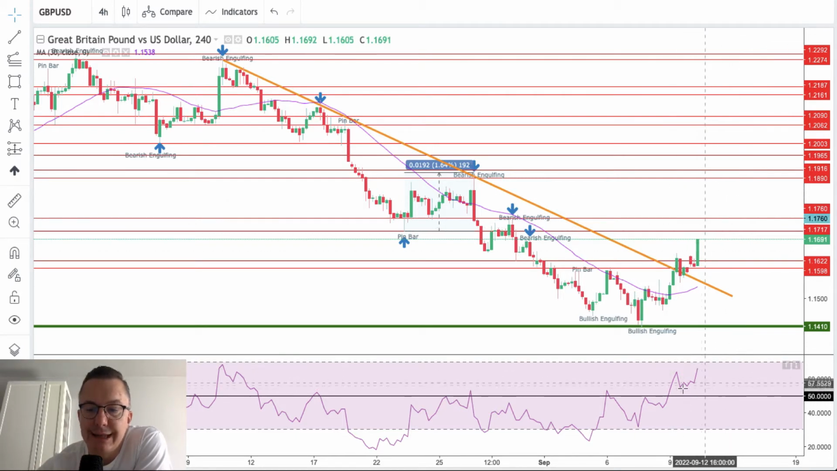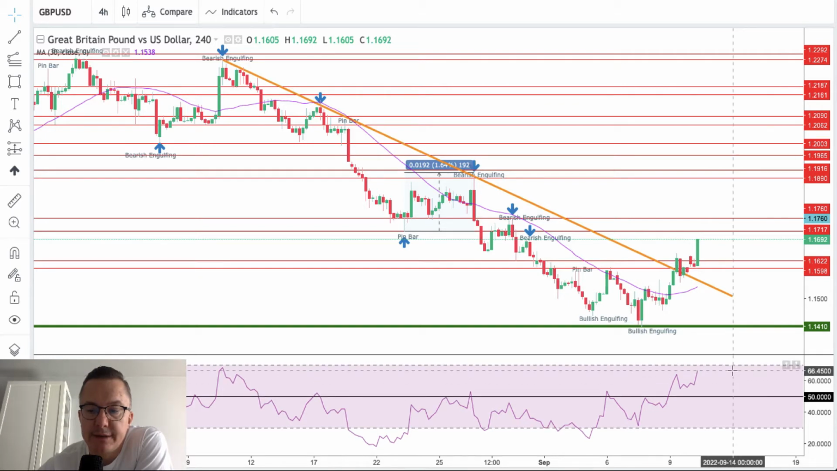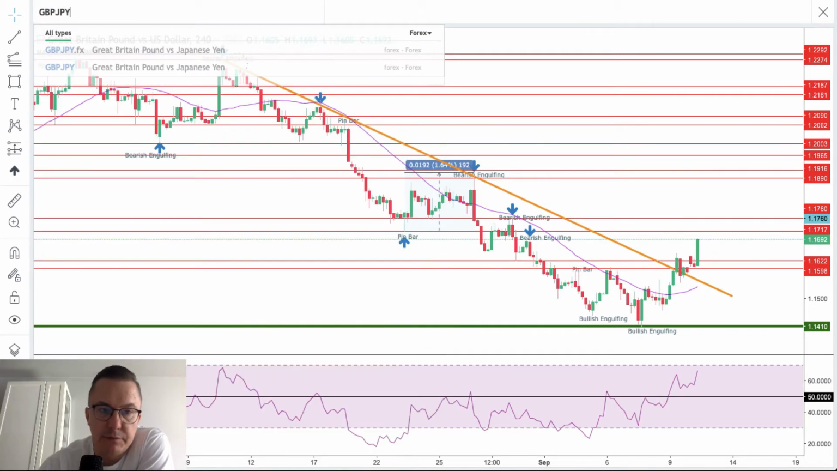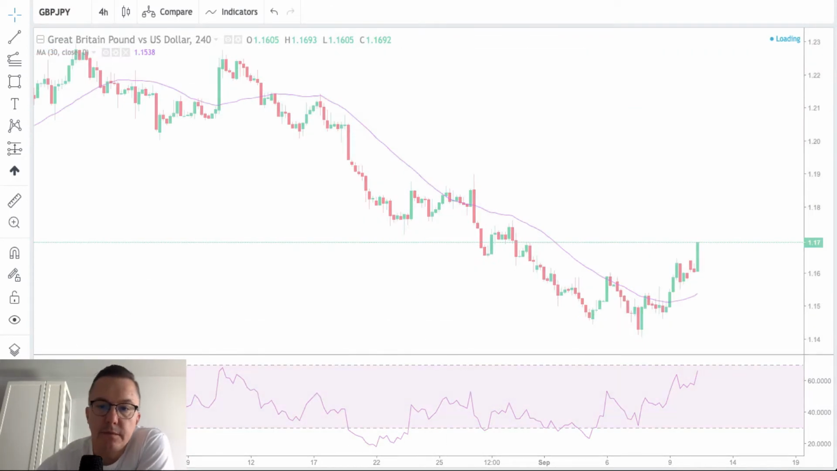The momentum still has some room to fly higher. The current level is 66. The extremely overbought conditions on our chart are 70, so there is still some room here. I think there should be some market reaction between 1.1770, 1.1760, somewhere there. So please keep an eye on this level, and let's find out what is going on with the British pound to Japanese yen.